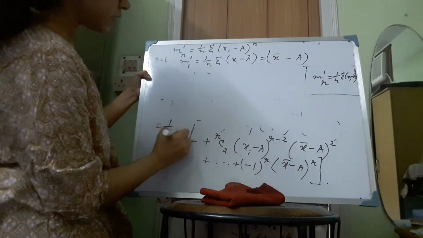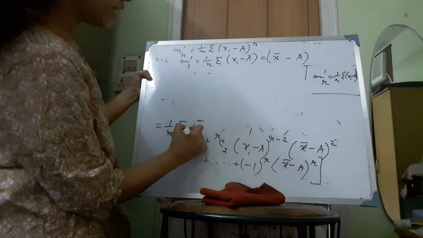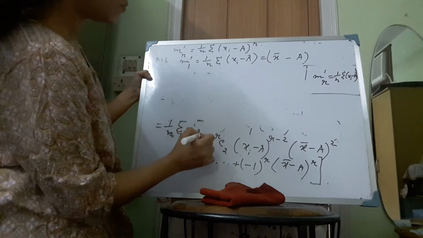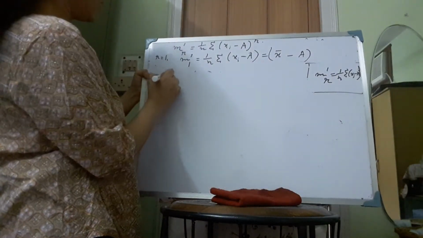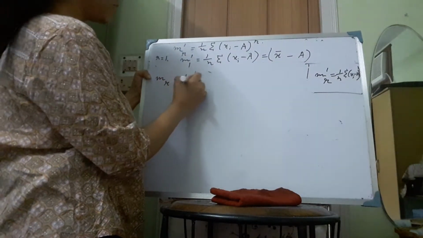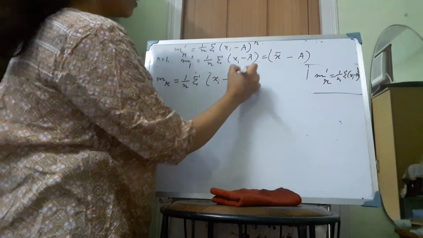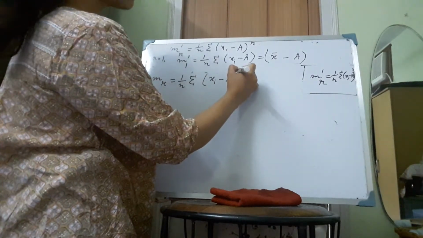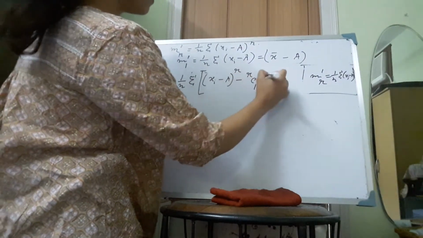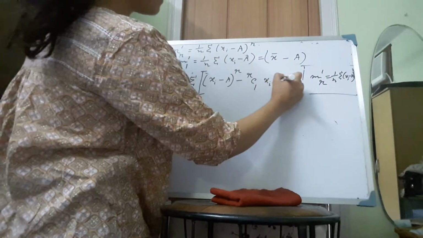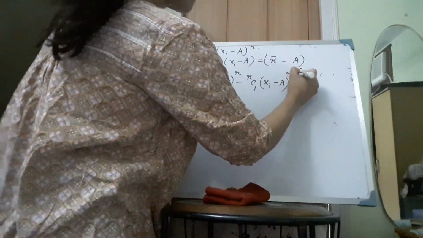So this is 1 by n summation of this, and then the first term that we are getting here is xi minus a. So let me rewrite this equation again. On the left hand side we have mr, and on the right hand side we are getting 1 by n summation of xi minus a whole to the power r, then we are getting minus rc1 xi minus a whole to the power r minus 1, and then x bar minus a.